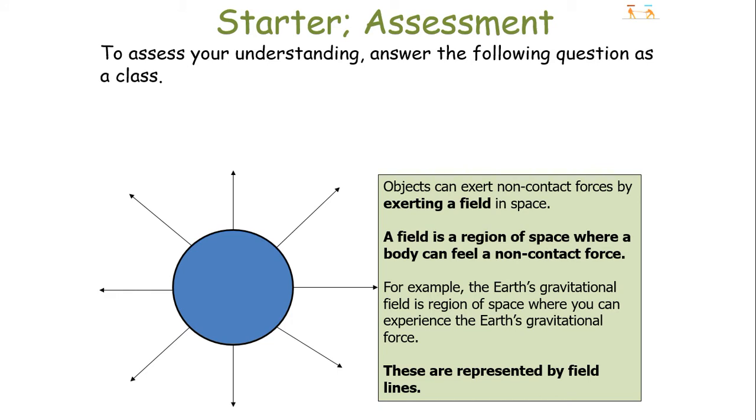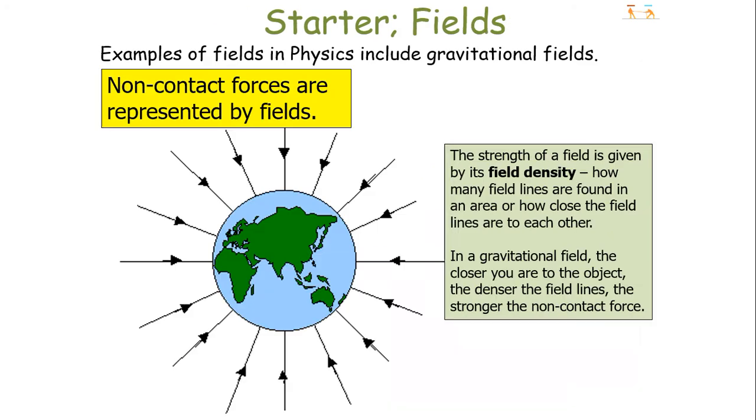Now, objects can exert non-contact forces in the universe by exerting a field into space. Now, a field is a region of space where a body can feel a non-contact force. So, for example, the Earth's gravitational field is a region of space where you can experience the Earth's gravitational force, which are represented by field lines. Now, the strength of a field is given by its field density.